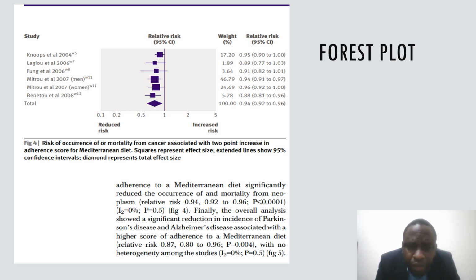Now, the diamond is what we call the pooled odds ratio, or the pooled risk ratio, depending on the type of study that you are looking at. In this paper, which is a cohort study, this diamond represents the summary. It is trying to summarize all the previous ratios. You can see that the summary, the pooled odds ratio, doesn't touch the line. So that tells us that it is significant, and it has a narrow confidence interval. Look at the confidence interval for the pooled odds ratio: 0.92 to 0.94. It is very narrow, and it doesn't contain 1.